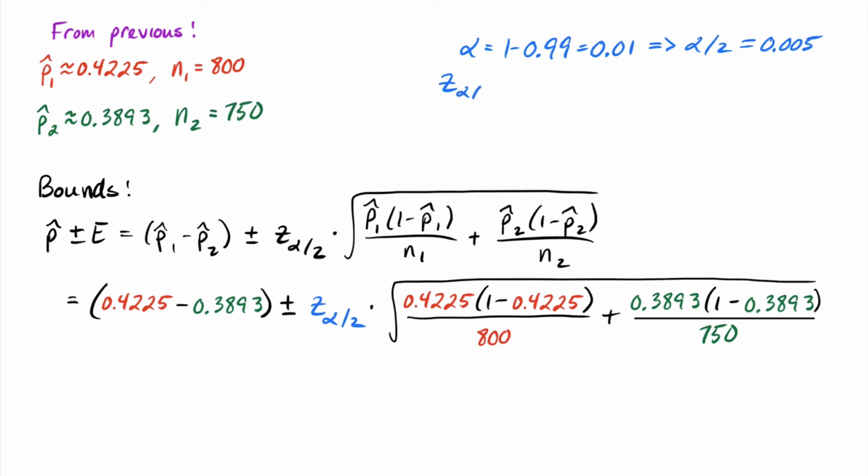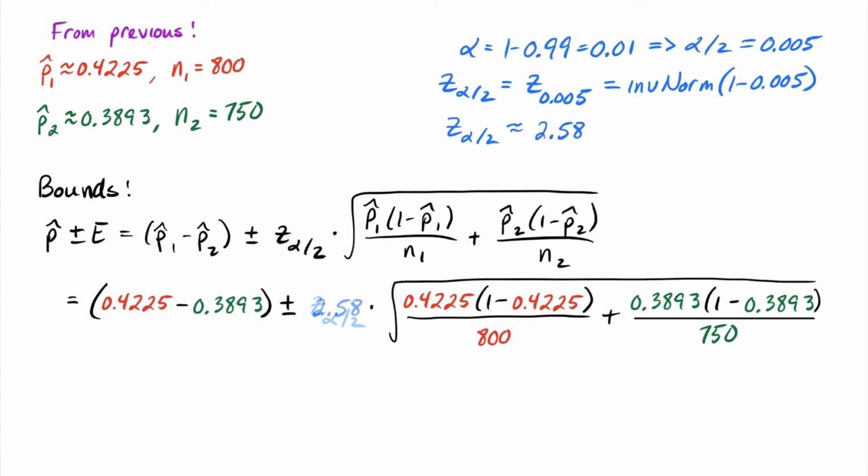And that means to find z sub alpha over 2, we're finding z sub 0.005, and that means we're doing an inverse norm of 1 minus 0.005. And that means we end up with a z sub alpha over 2 value of approximately 2.58. Substituting that into our formula for our lower and upper bounds, we've got all the values that we need, and we can go ahead and find those values of the lower and upper bounds.